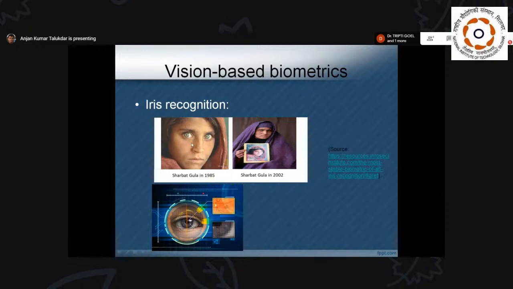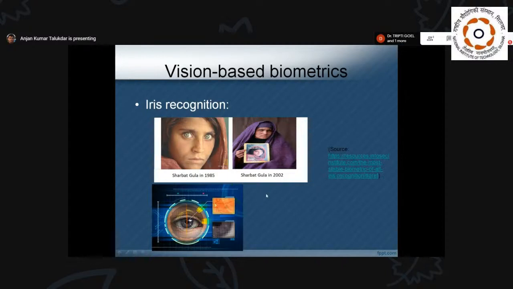Sharbat Gula is basically from Afghanistan, but during the invasion in Afghanistan, she fled with her family to Pakistan. One photographer captured her image because her eyes are green in color. This is the peculiarity she had, and the photographer took her image.